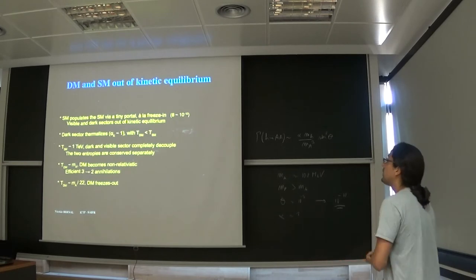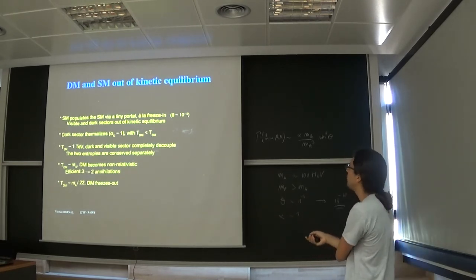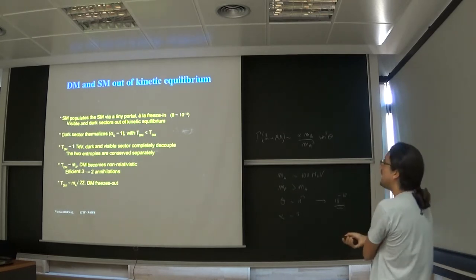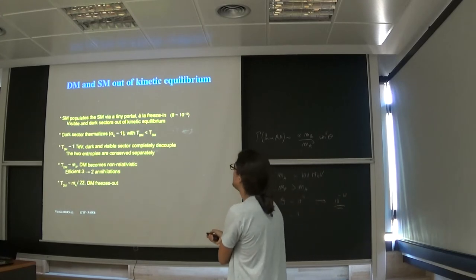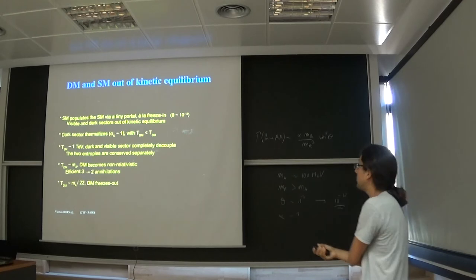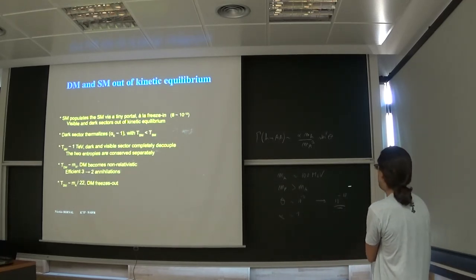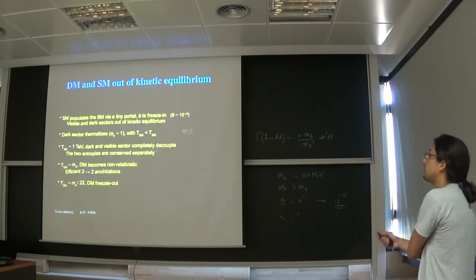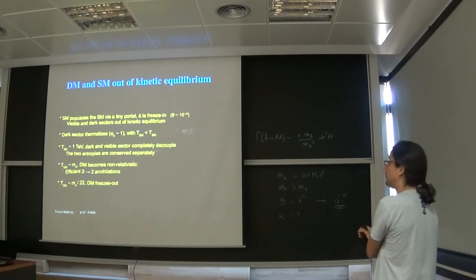So what we need here is that, so I know how familiar you are with the freezing, so we can assume that the standard model is the one, here is the dark matter. So the standard model populates the dark sector by a very tiny portal a la freezing, so couplings of this order. So the visible sector and the dark sector are always out of equilibrium.